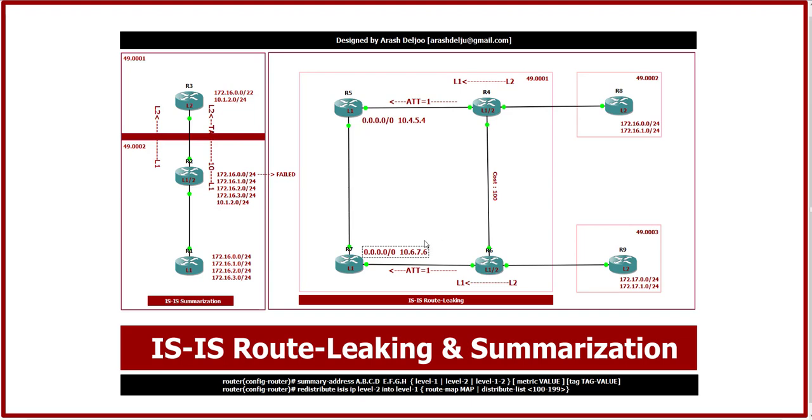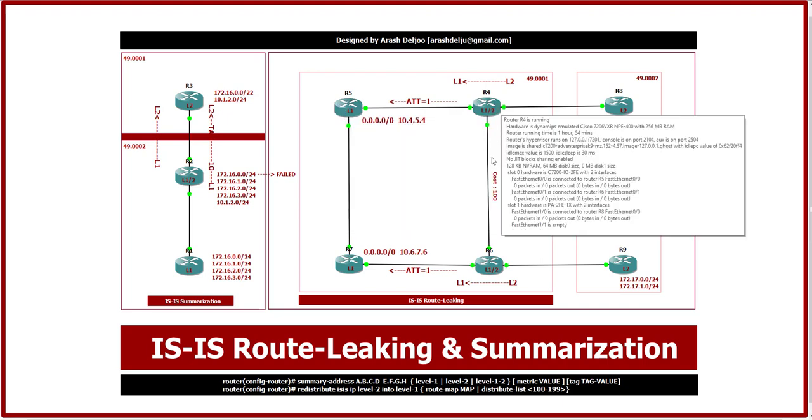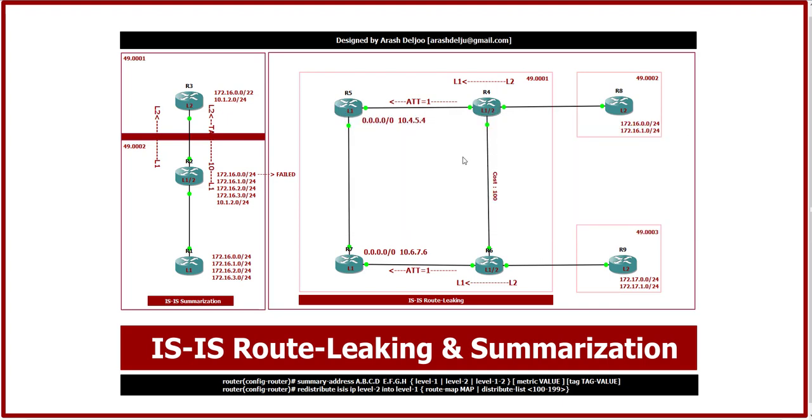76, okay, with the next hop of 10.6.7.6. And this means that when R7 receives the traffic to the outside, for the networks other than the networks inside of this area, it should forward the traffic to R6, and when R5 receives this traffic, it should forward to R4. Okay, everything is okay.